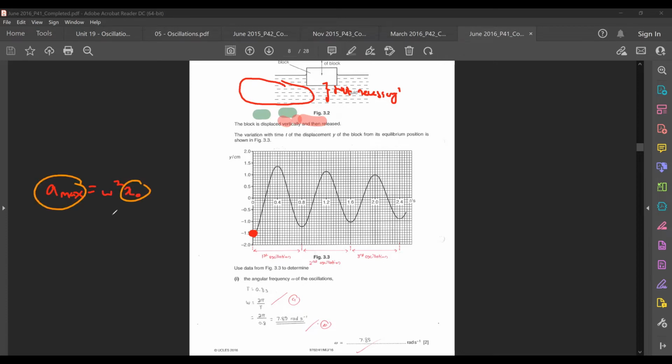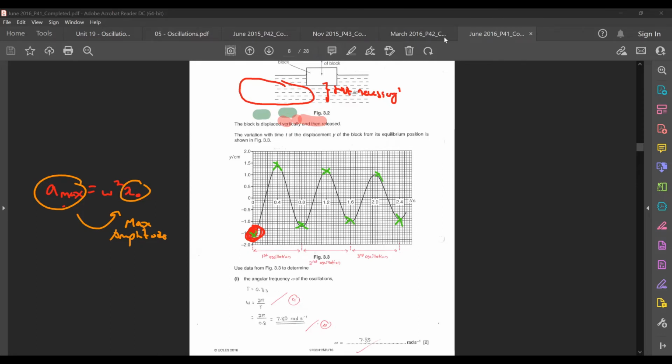To get a max, your amplitude must be maximum. Use the maximum amplitude, because sometimes when people do this question, you see that there are multiple values of amplitude. The amplitude values are not the same throughout the oscillation. So which one should you actually pick? You should pick the one with the largest value, which is this one, because you want maximum acceleration. So you pick the largest amplitude that you can find, which is this one.